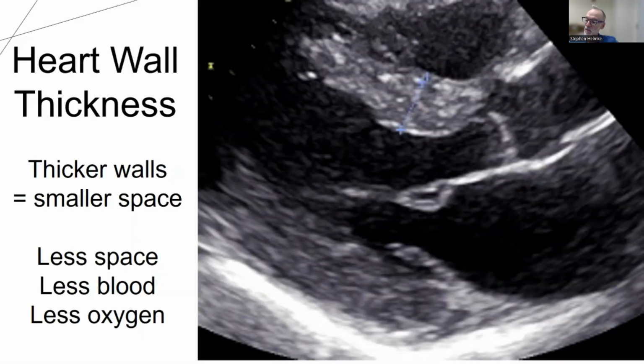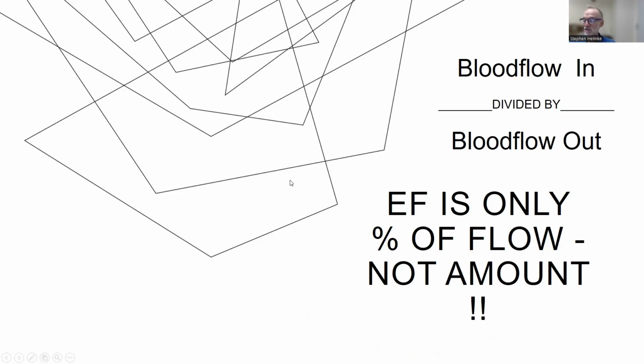But the most important thing to take away about this part of heart function is the thickness of the wall matters. Thicker walls equals less space. Remember how I said this black part was blood? There's less blood here than there would be if these walls weren't as thick. The less space you have, the less blood fits in, the less oxygen gets to the heart. That's the main way that the thickness affects the heart function.